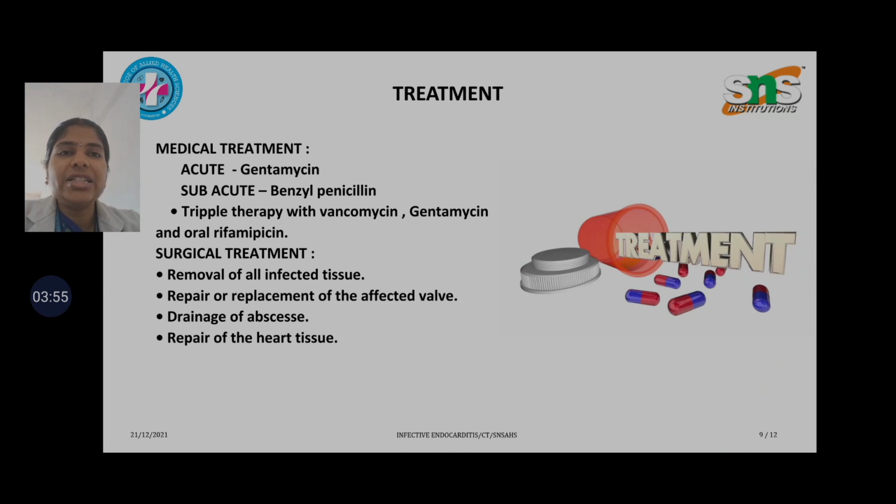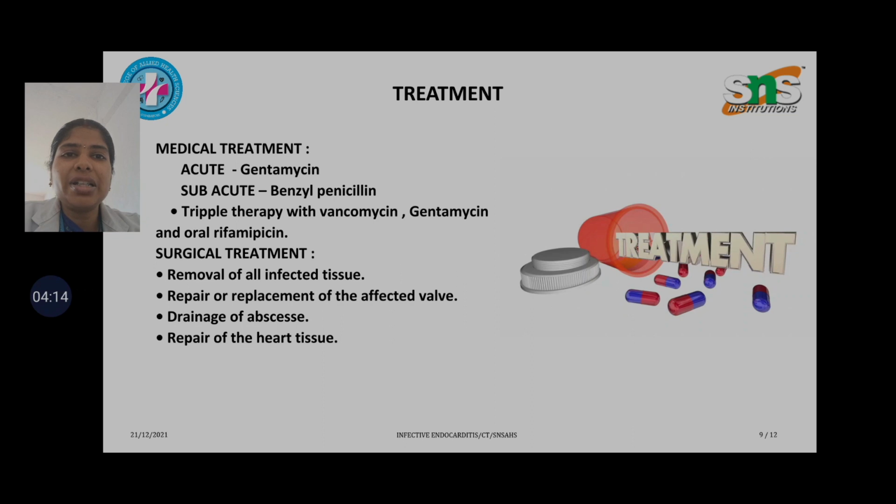And finally, treatment. Initially medical treatment was done: acute gentamicin antibiotic and subacute benzyl penicillin were given, and triple therapy with vancomycin, gentamicin and oral rifampicin.